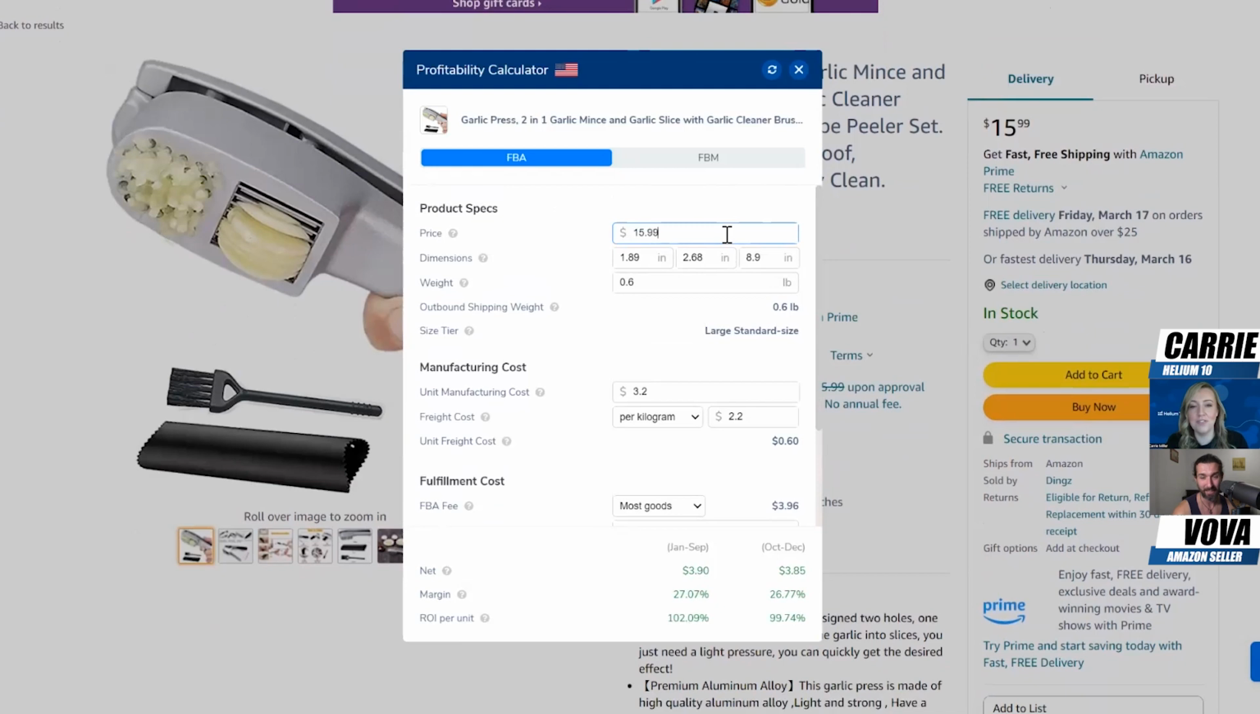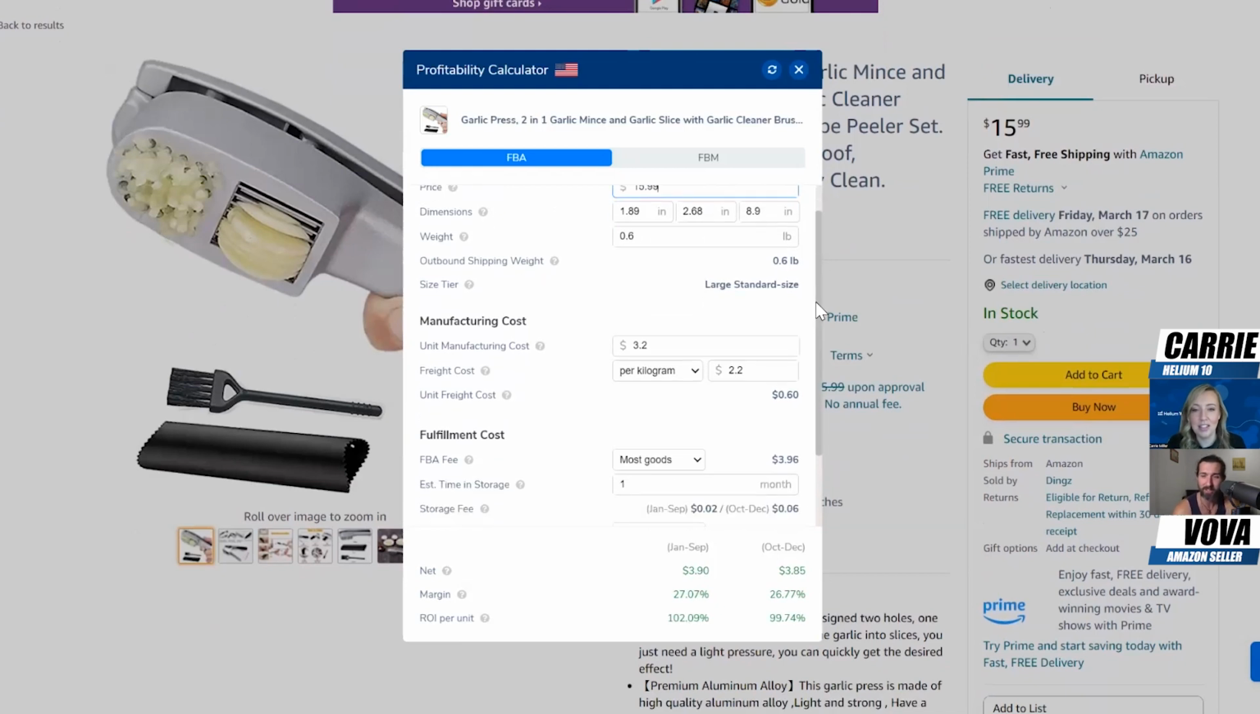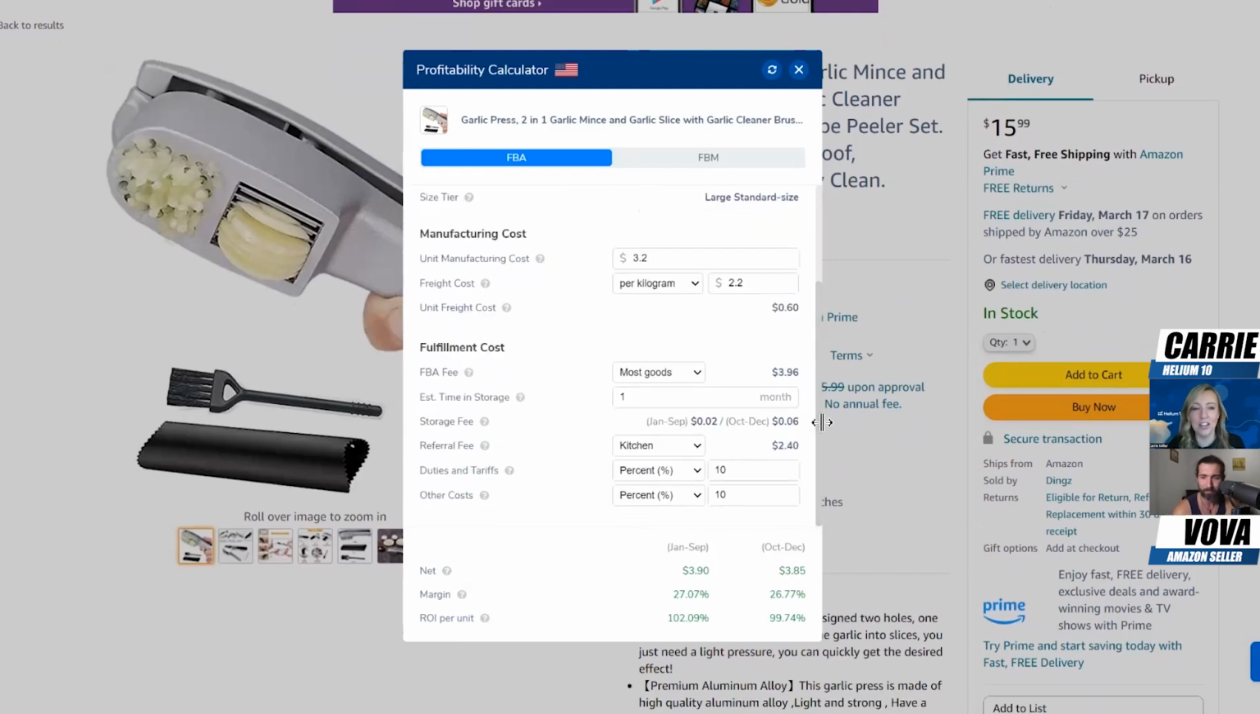$15.99. So let's change it to $15.99. You can see the numbers change. Yeah, and we'll see the numbers change. That's a lot less profitability. It's $3.90. That's why it's really important to look at the margins and how much you're going to potentially gain from this.